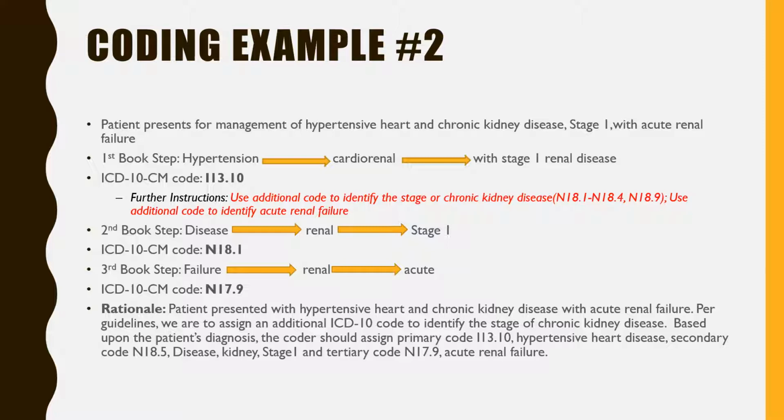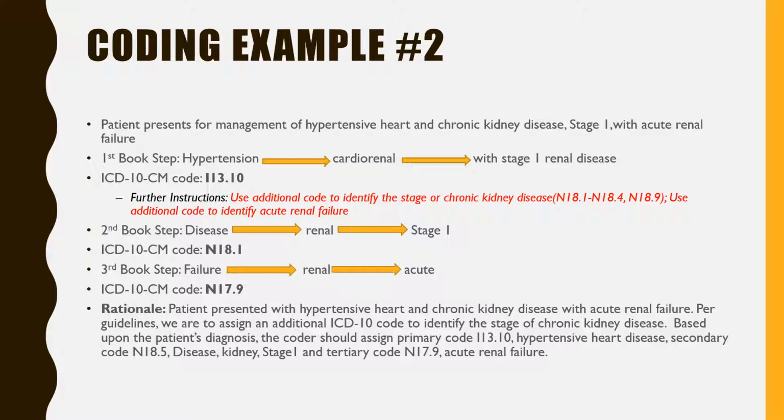And then in a third book step, we're going to identify our main term, which is failure. Then we're going to drill down to renal, and because the provider specified that the renal failure was acute and not chronic, we're going to drill down further to acute. And therefore, our ICD-10-CM code is N17.9.